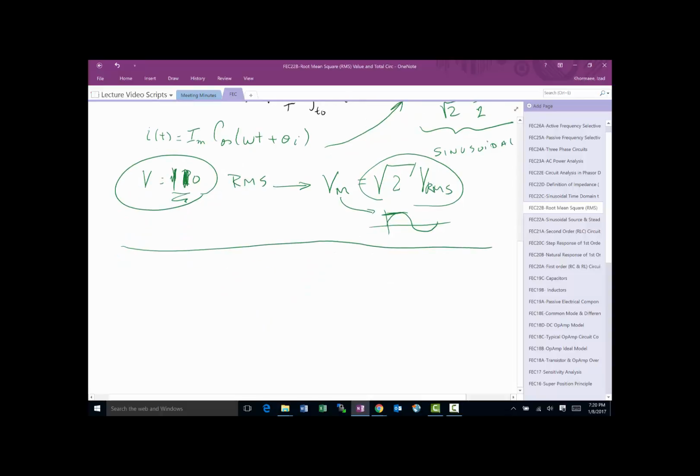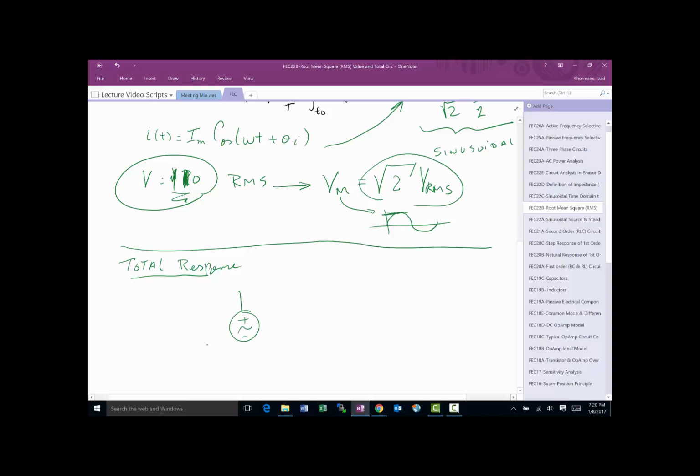The other thing we want to talk about is the total response. If I have a sinusoidal signal, I'm going to have a total response. Actually, the best way to talk about this is to take a look at an example. Let's say I have a circuit.